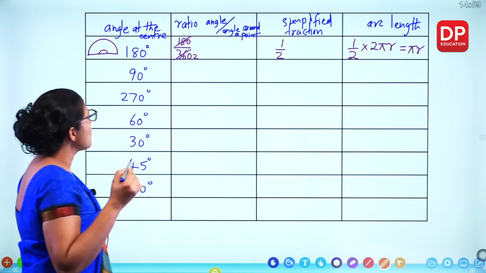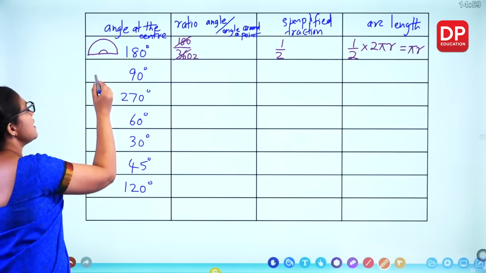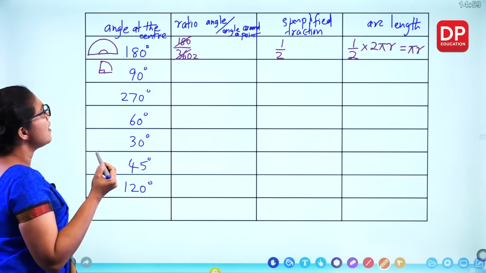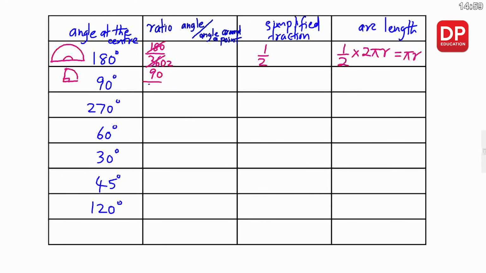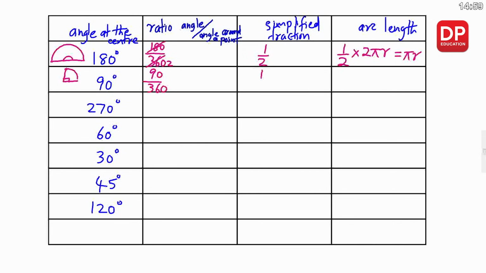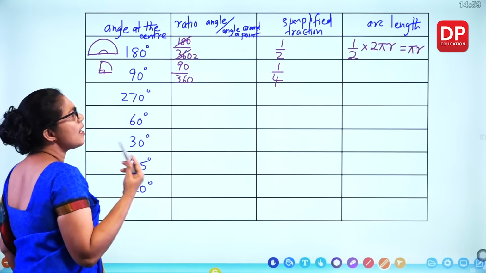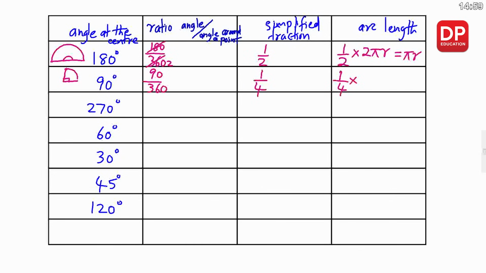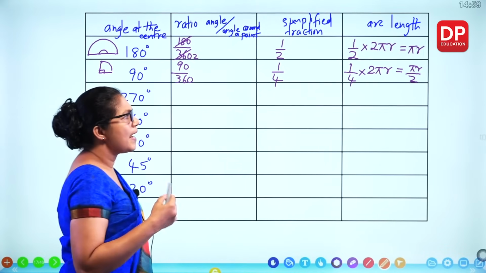Now what about the next one? If it's 90, what's the shape you are getting? This is a quarter of a circle, 90 degrees. So here, what's the ratio? 90 divided by 360. When you simplify, what do you get? 9 times 4 is 36. So here, 1/4. And how can we find out the arc length? Take the fraction multiplied by 2 pi r. You can simplify and write pi r over 2. But we don't need to simplify, we'll see a pattern.